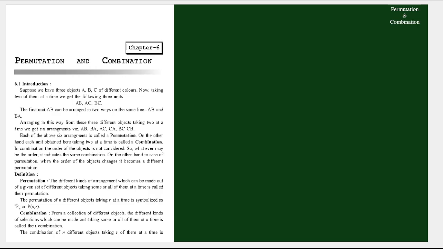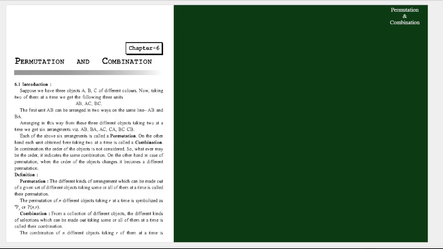So the first thing, when we say permutation, we should learn their meaning. What is permutation and what is combination? So frankly speaking, combination is a collection of two or three different things. That comes when you combine them. That becomes a combination.